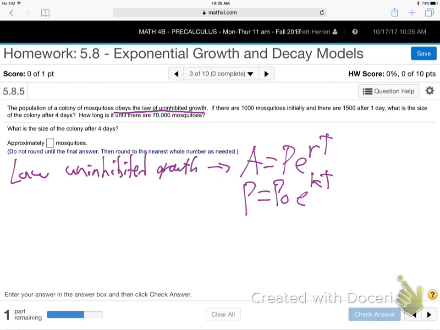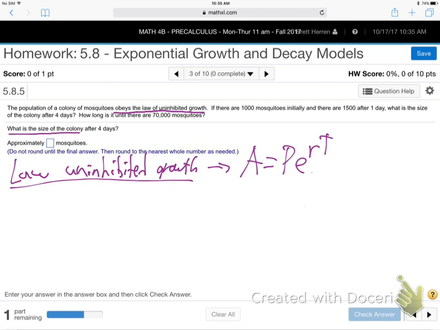They'll just call A P for population. They'll call this P0 for initial population, and they'll call R K. But it's all the same stuff, huh? It doesn't matter what you call it. It's all the same format, the same formula. So I'm just going to keep going with PERT because I think that'll be easier for you. So whenever they say law of uninhibited growth, they mean exponential growth, like those rabbits taking off if they're not inhibited. Okay, so let's go through the problem now.